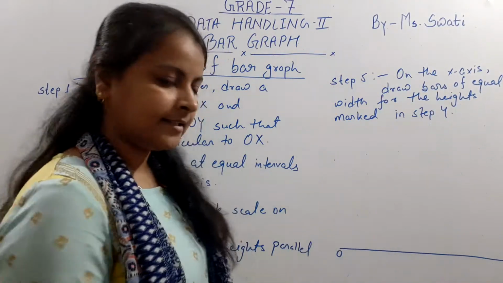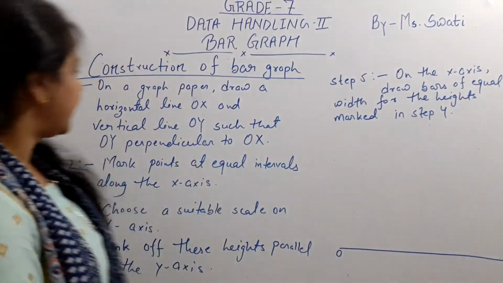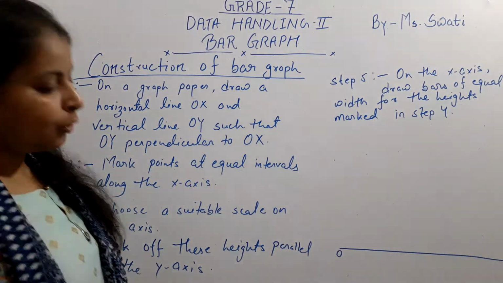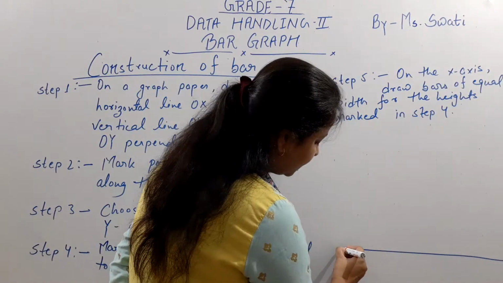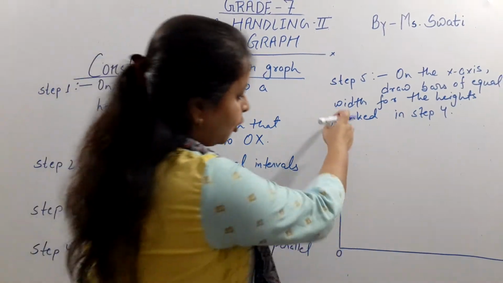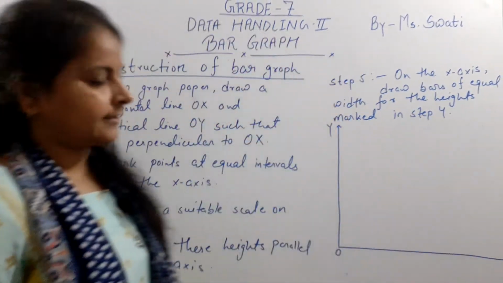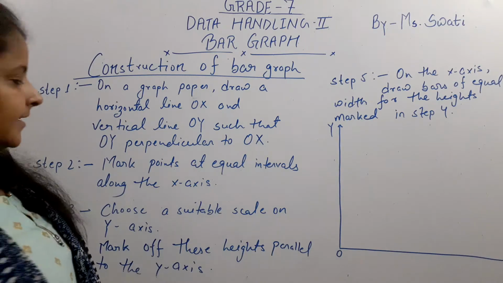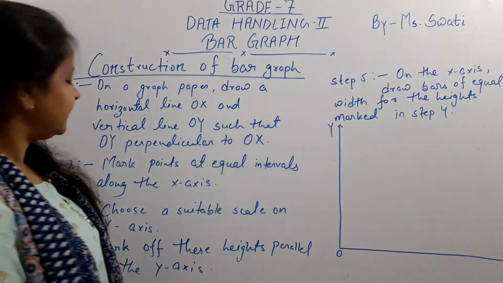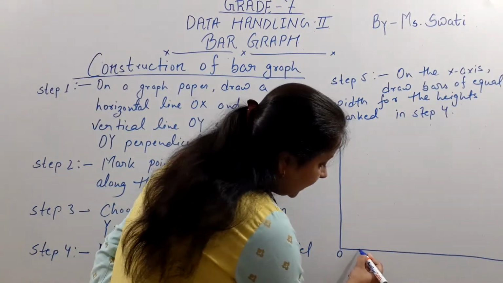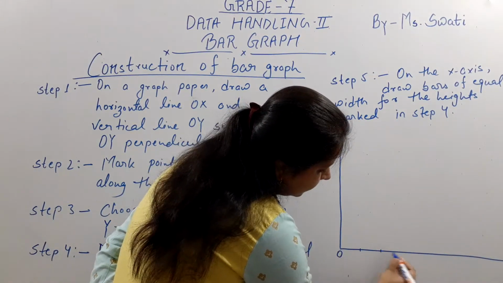This is the x-axis, the horizontal line is the x-axis, and then a vertical line OY such that OY is perpendicular to OX. Now, in the second step, mark points at equal intervals along the x-axis. We have to mark points at equal intervals along the x-axis. So we mark like this.